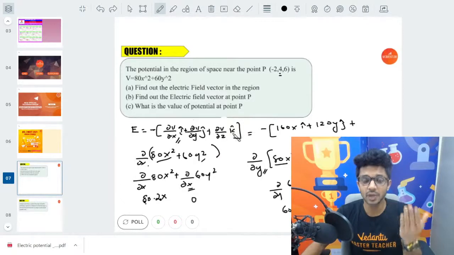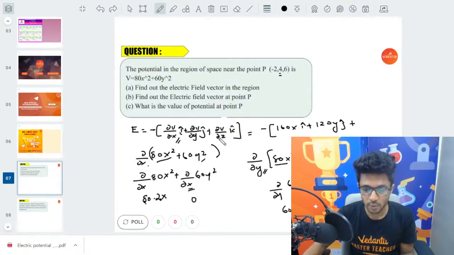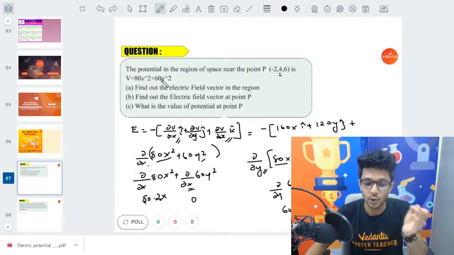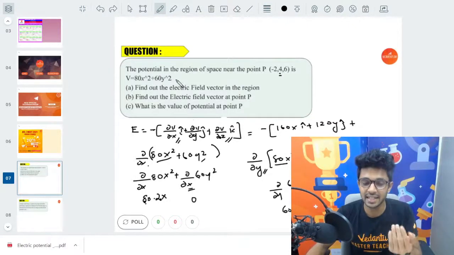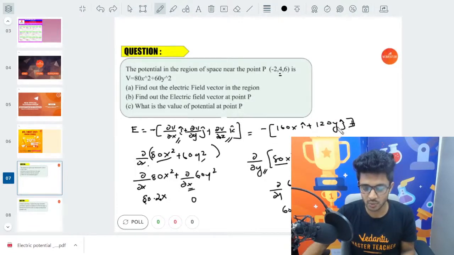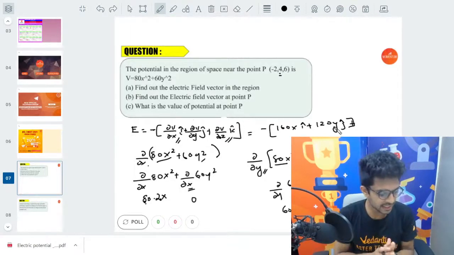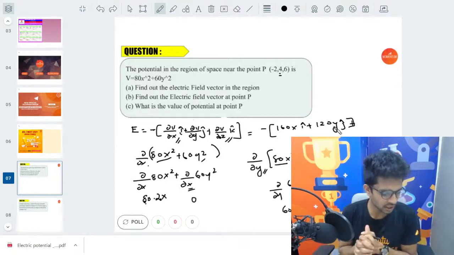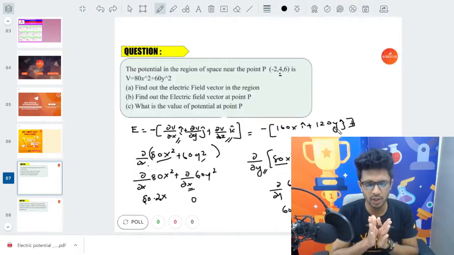And the last thing we don't need to do, because for the partial differentiation with respect to z, the potential doesn't contain the variable z here. So dou by dou z of 80x square is 0. Dou by dou z of 60y square, again it is 0. So the last term is going to be 0. So the electric field is minus of 160x i cap plus 120y j cap. Is it clear to everyone? Santosh, Shankar, Dhananjay, Prasanna, everyone in the classroom. Is it clear?